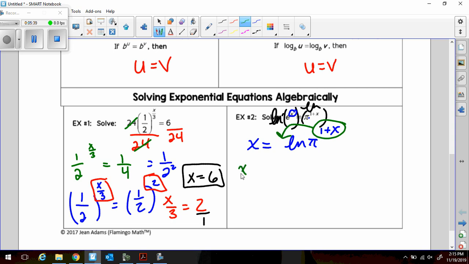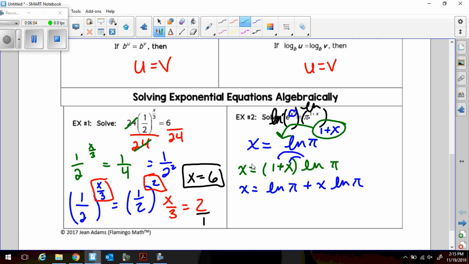So we have x equals, parentheses, 1 plus x, times the natural log of pi. What I'm trying to do is get all of my x's to one side. In order to do that, I'm going to have to distribute this natural log. So x equals 1 times natural log of pi, which is just natural log of pi, and then x times natural log of pi, which is just x natural log of pi.